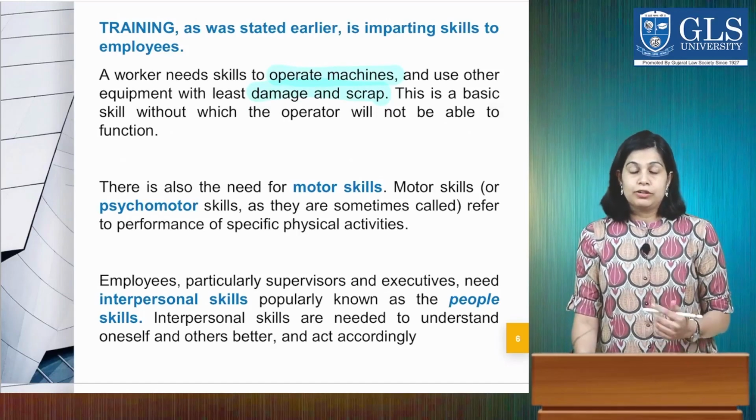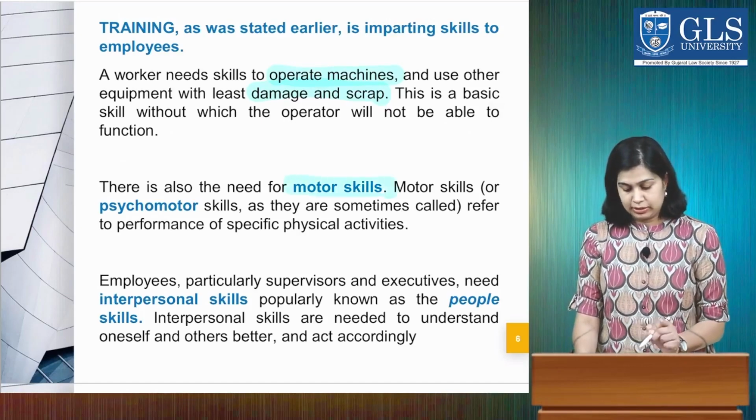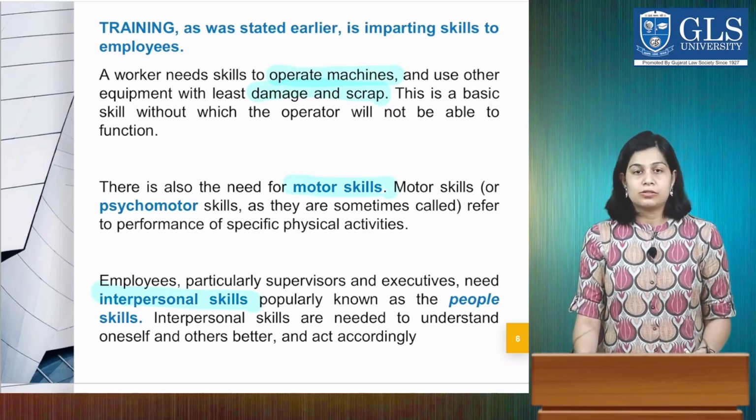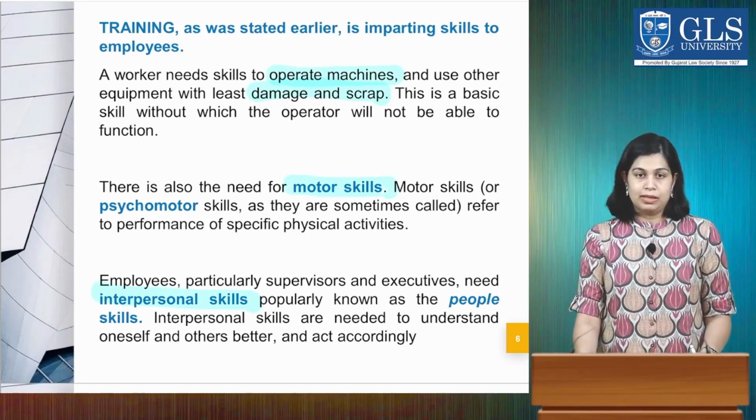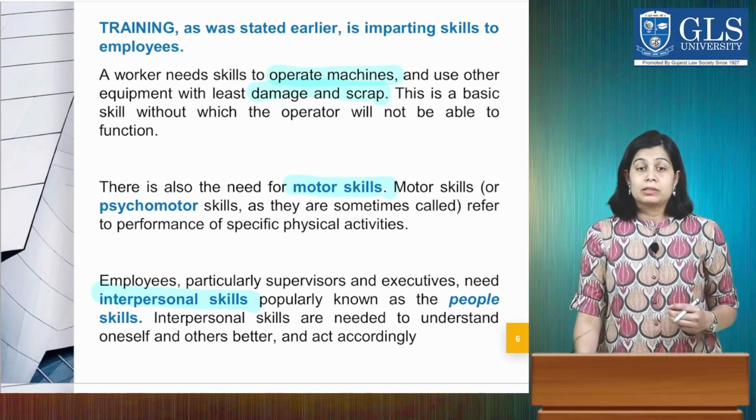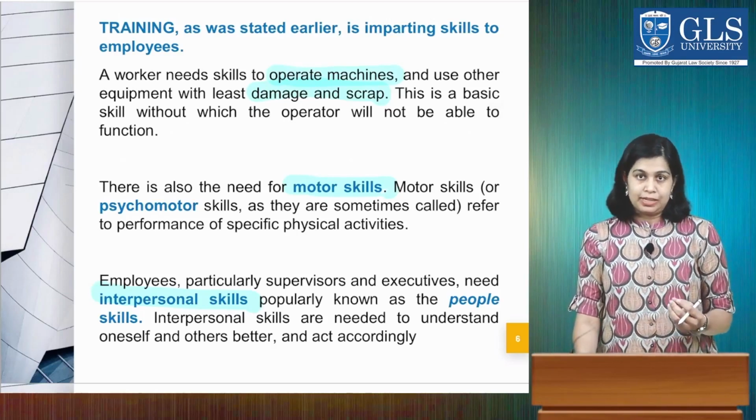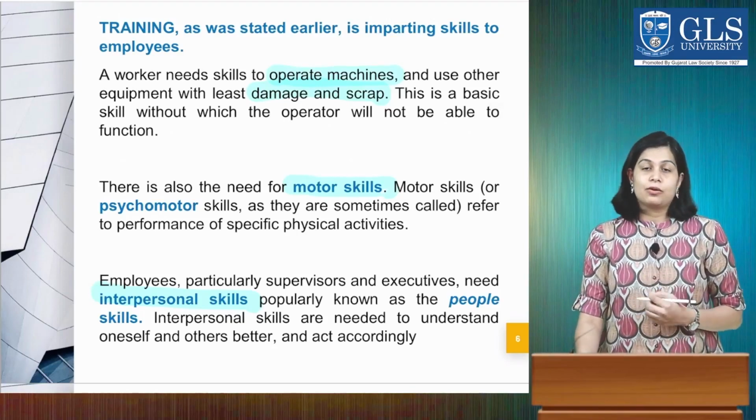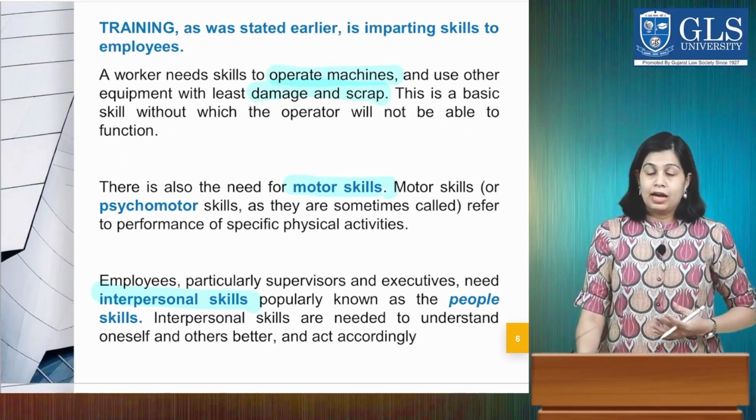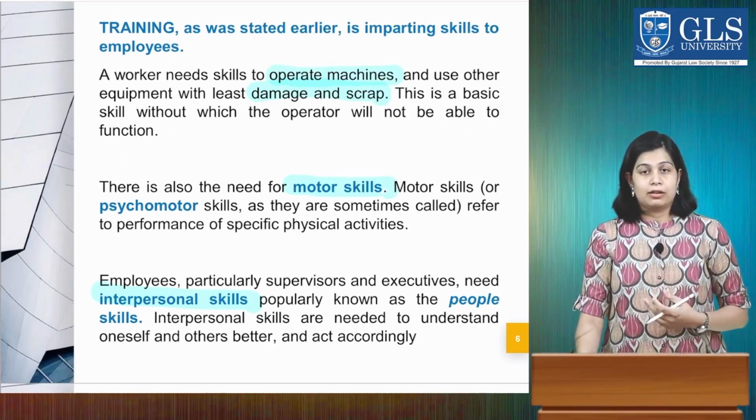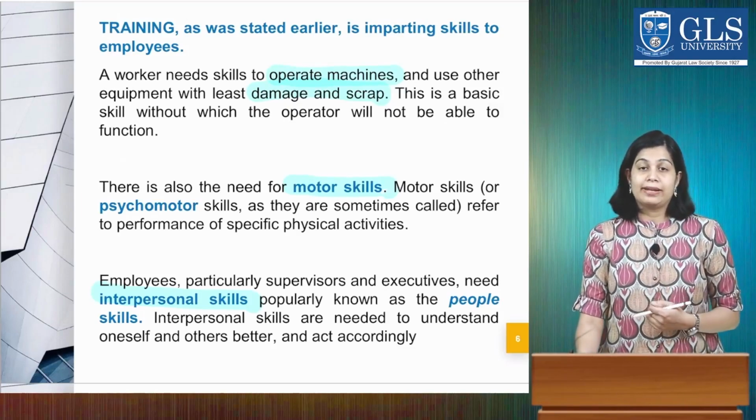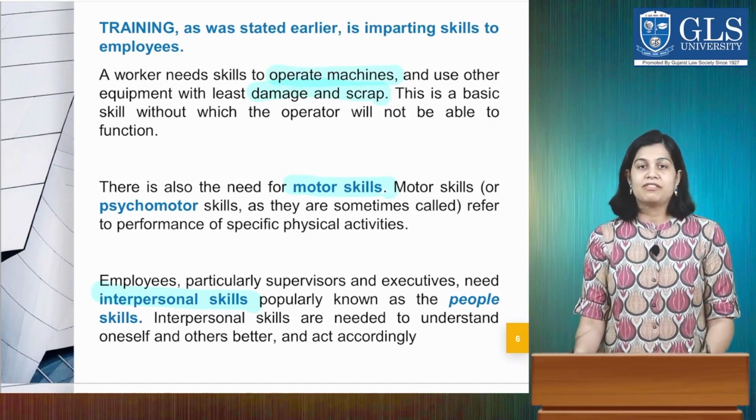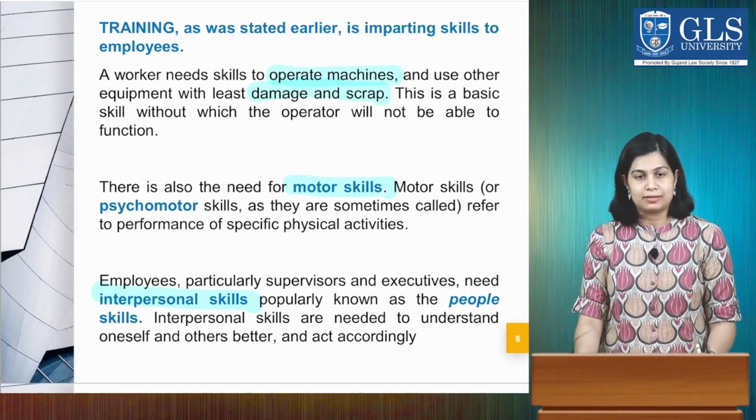There is also need for two different types of skills. One is motor skills, another is interpersonal skills. So what are motor skills? Motor skills are also called psychomotor skills. It refers to performance of specific physical activities, involves bodily movements like throwing a ball, driving a car. These are called motor skills. In a factory, how workers use these machineries, lift weights, all these require motor skills. Employees need to be trained on how to use specific physical movements in order to perform the task.